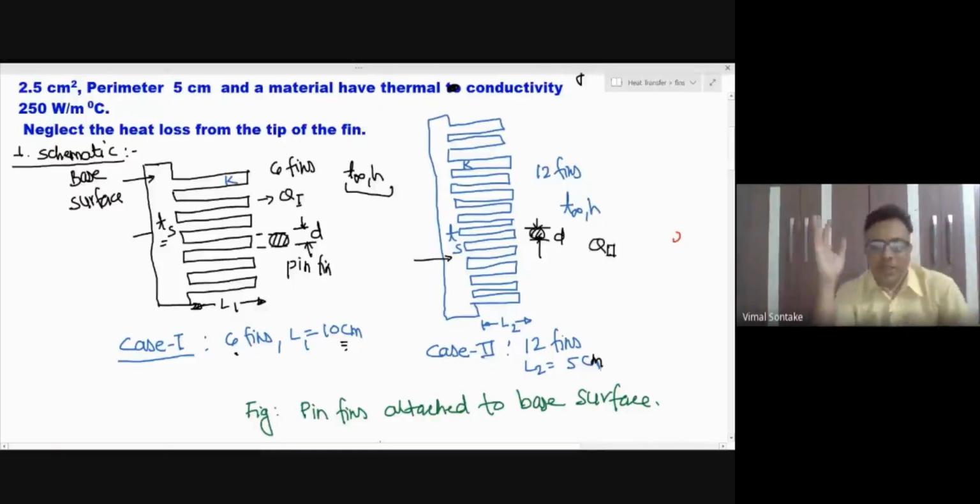Got it? 6 fins of 10 centimeter length, what will be the heat transfer rate from the base surface? 12 fins of 5 centimeter length, what will be the rate of heat transfer from base surface? Here base surface remains same in terms of geometry, in terms of surface temperature.